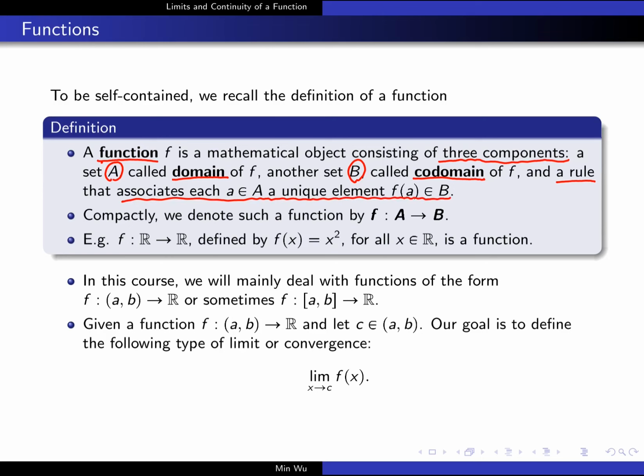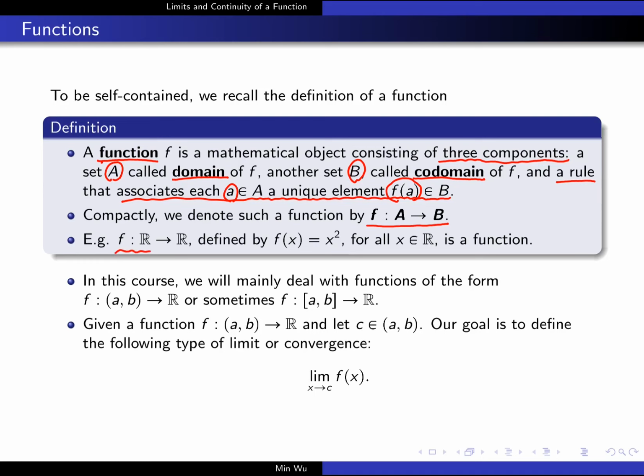So basically a function has three parts. The first part is a domain, which is a set. The second part is the codomain, which is another set. And the third part is a rule that associates each element small a in capital A with an element f of a in capital B. So f of a is a notation for the element that is associated with the small a in the capital A. Compactly, we'll use the notation f: A → B to denote the function with domain A and codomain B. And here is an example.